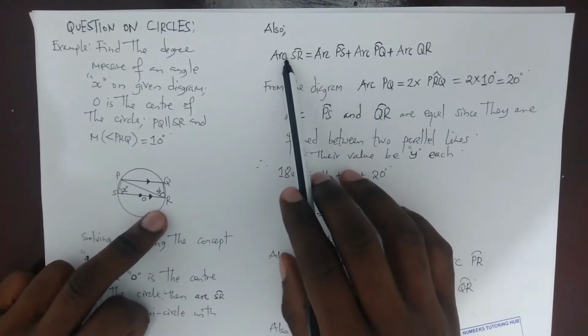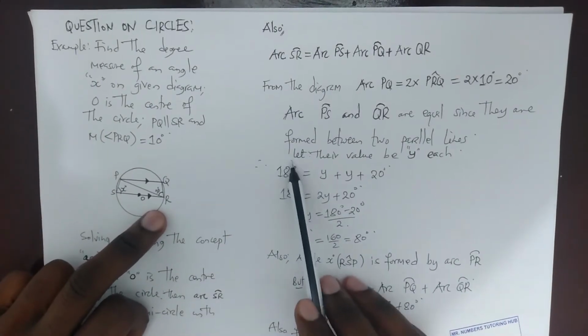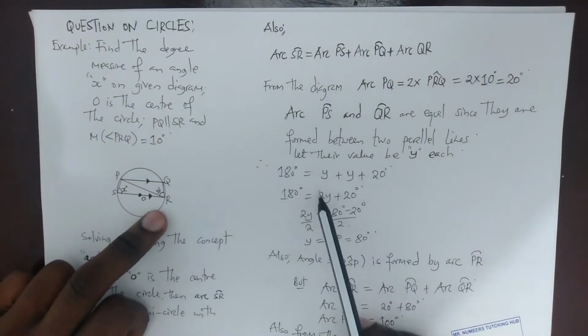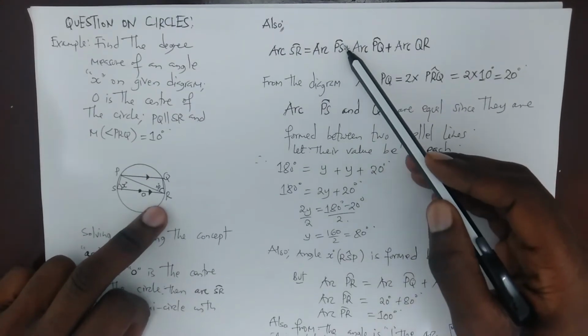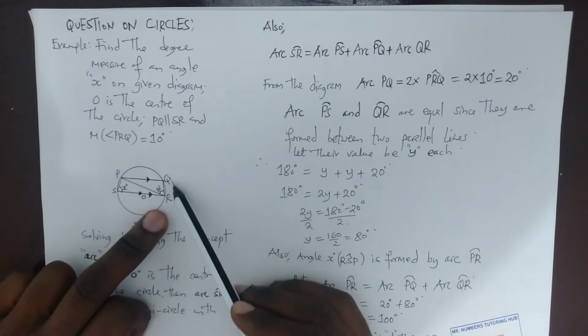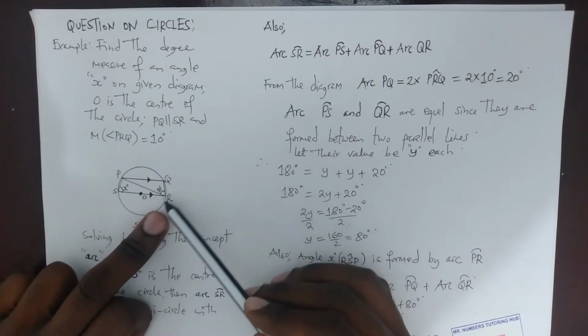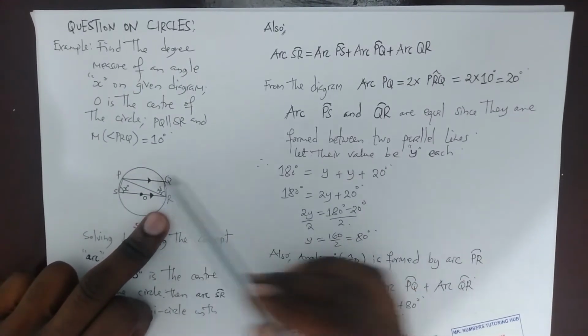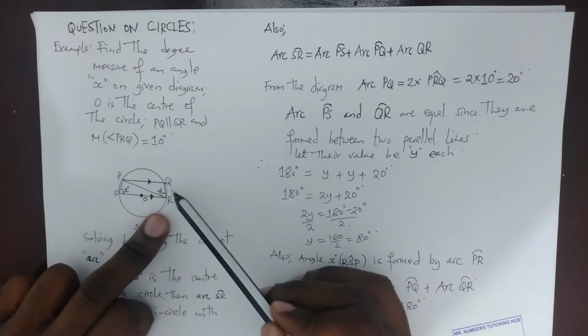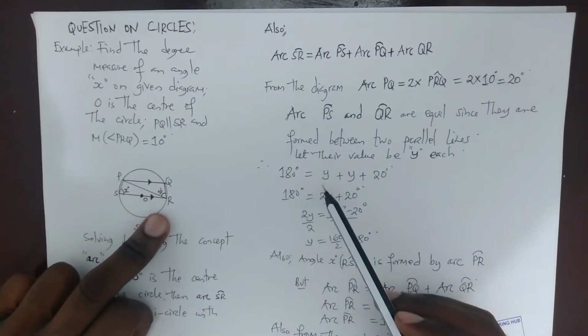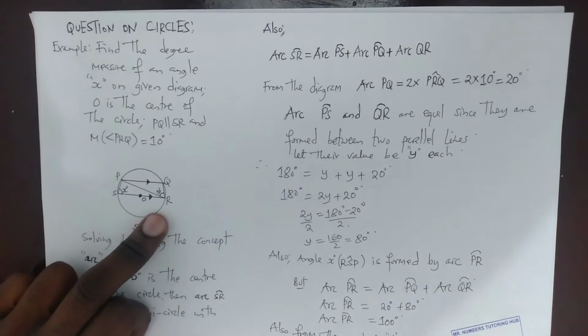From this equation, we have 180 degrees as arc SR. What is arc PS? Arc PS is this one. Arc PS and arc QR are the same; they have the same value. Therefore, PS and QR are y each, so we have y plus y.